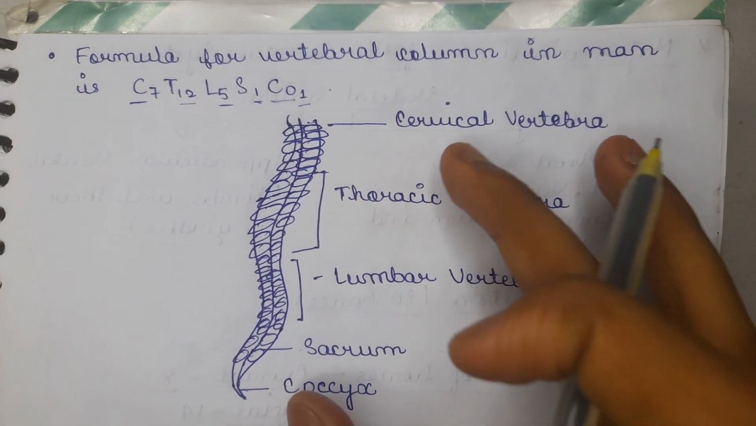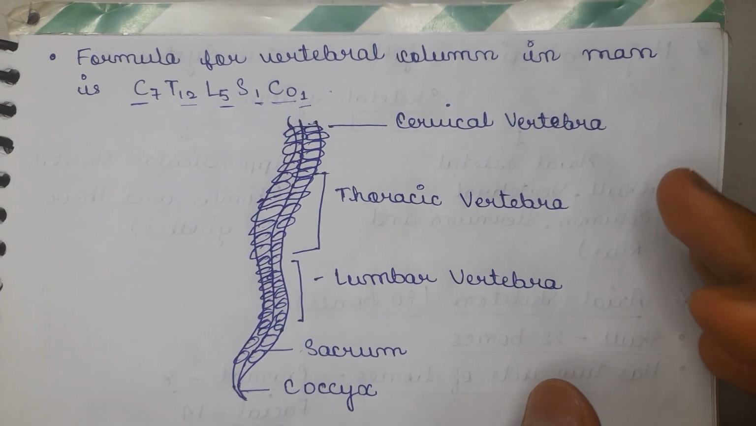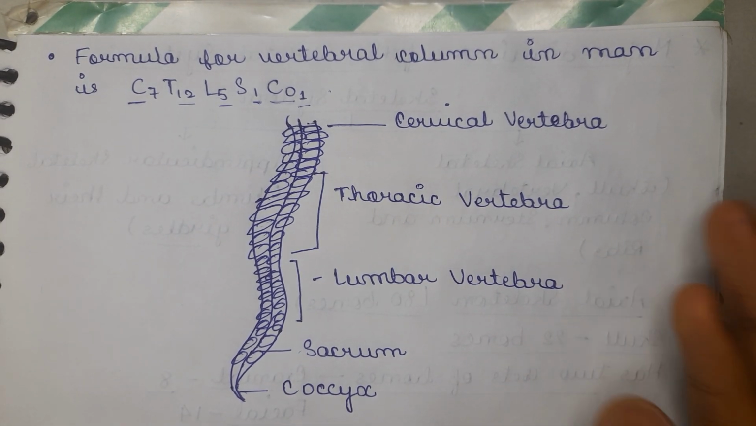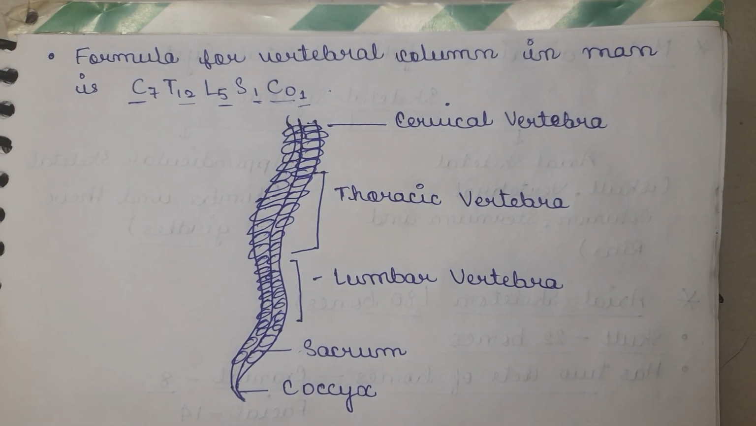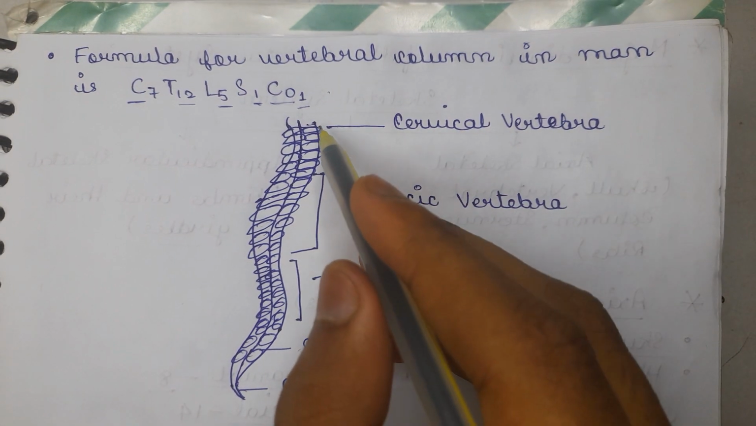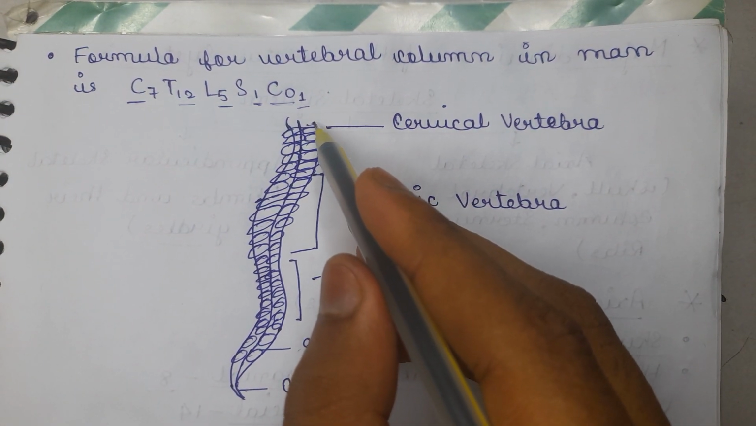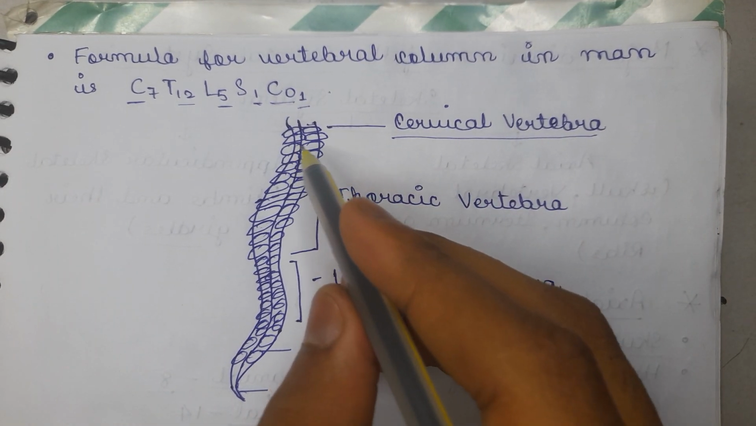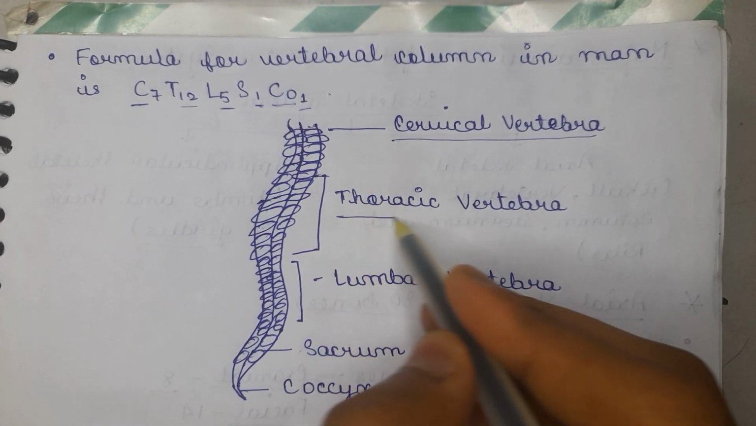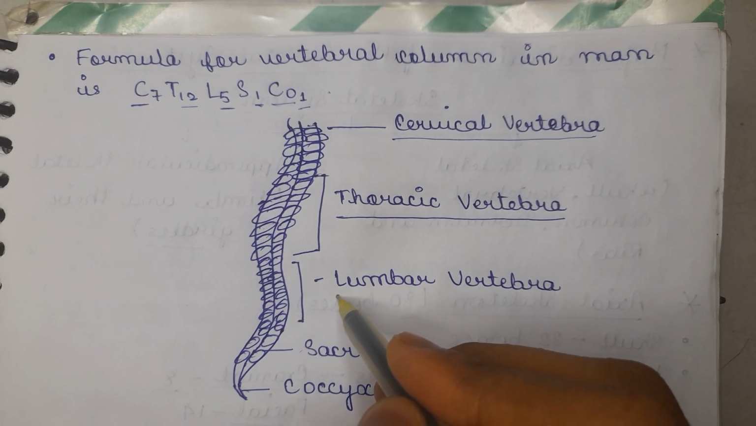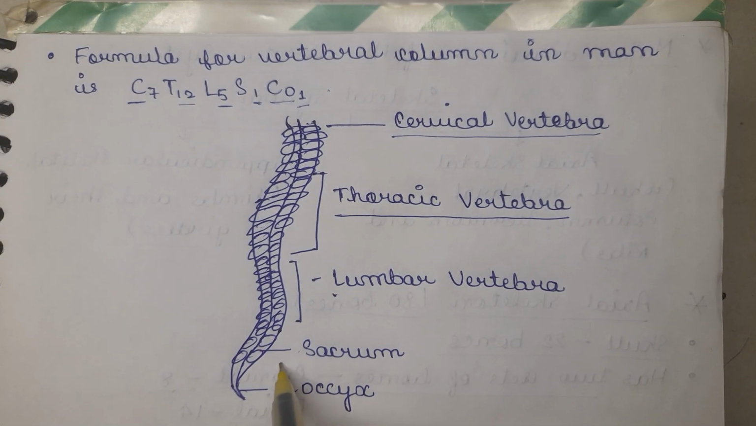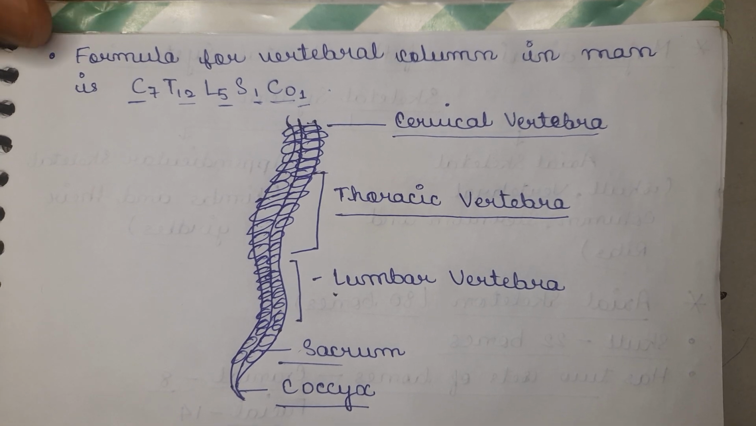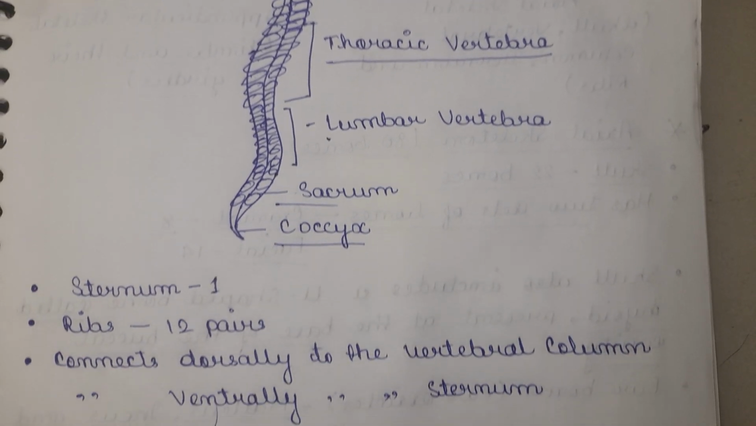Here is the diagram of the spinal cord, in which you can understand where the cervical is present, where the thoracic is present, and the lumbar, sacrum and coccyx. Starting from the head, just below the head are the cervical vertebrae, after that start the thoracic vertebrae, then the lumbar vertebrae, and after that the sacrum and the coccyx at the tail point. So we already know about this.